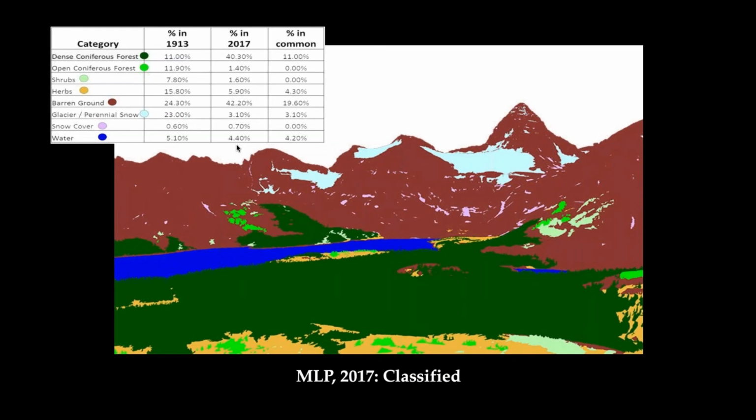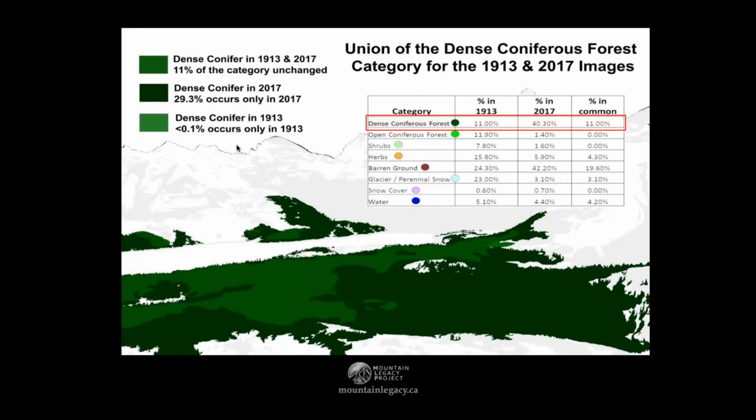Again, this is the classified image taken from the same location. Notice how the dense coniferous forest has really infilled. I'm interested in that, so I'd like to be able to explore that a little bit further. Well, the toolkit allows that sort of thing. And here, what we're seeing is a union of dense conifer classifications between 1913 and 2017. And we can see that it was 11% in 1913 and a little over 40% in 2017. And here we see the join of it, the union of it.